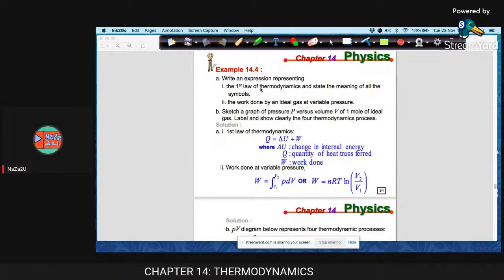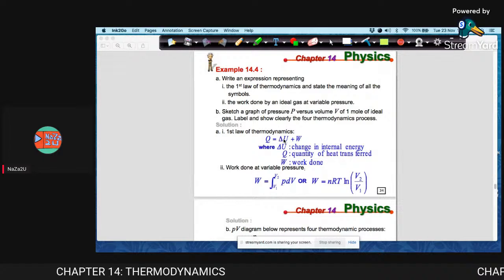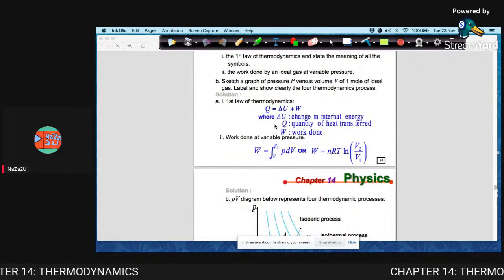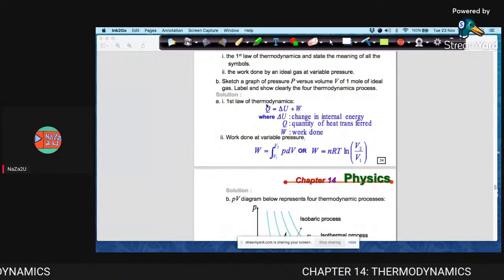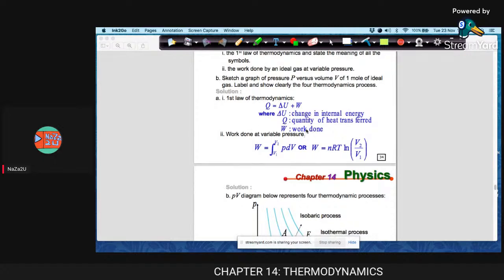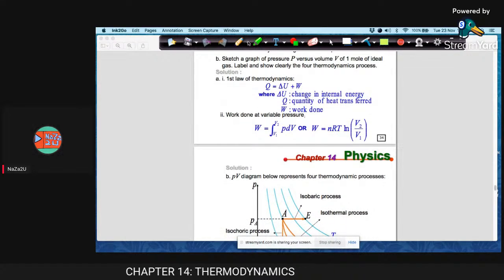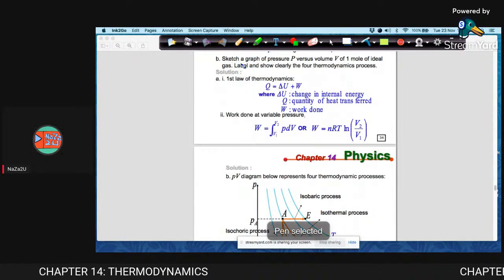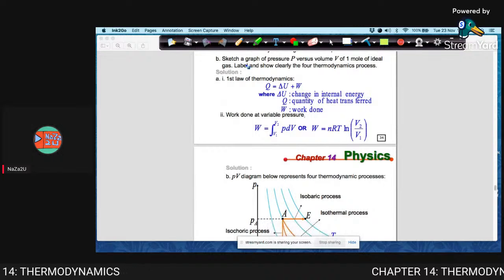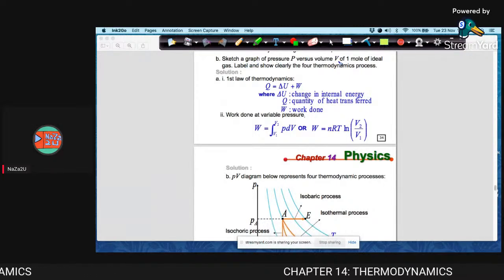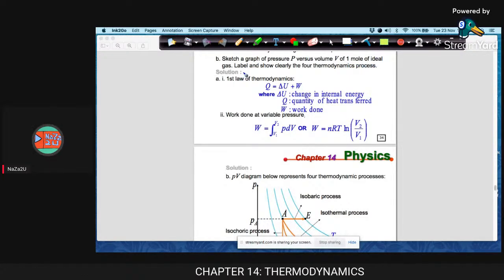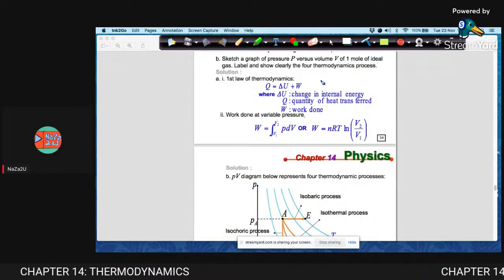Yang pertama tu right expression, saya rasa tak ada masalah. This is first law, work done, okay, tak ada masalah. Variable pressure, okay. Ni sketch the graph. Kalau dalam exam sketch, kita perlu tahu membaca dia punya graph pressure versus V, 1 mole ideal gas to label and show clearly for thermodynamic process.